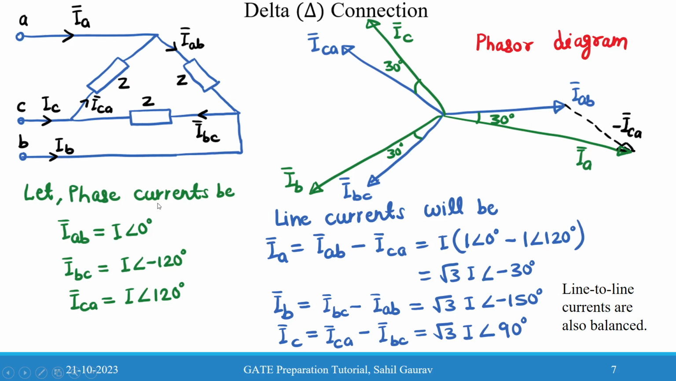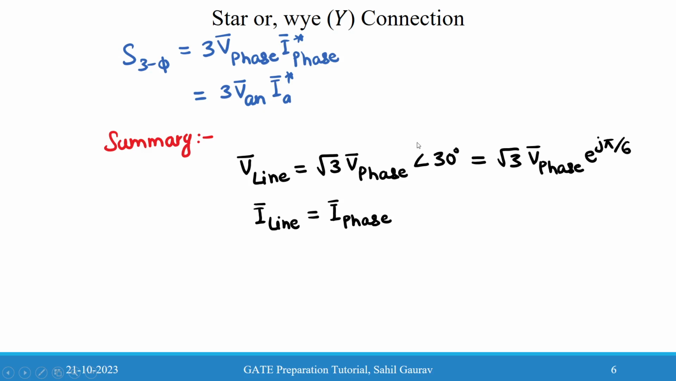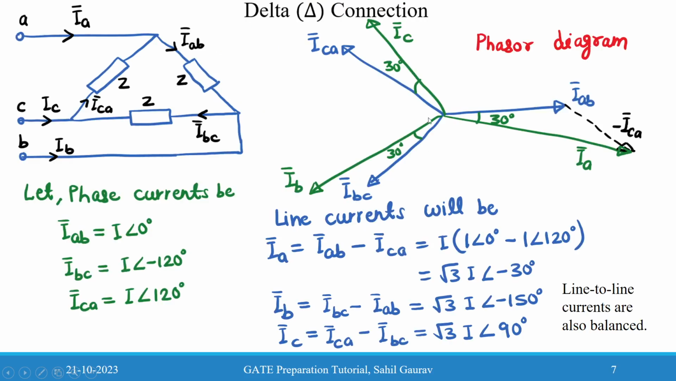Therefore, first we assume the phase currents: IAB is equal to I at the angle of 0 degrees, IBC will be I at the angle of minus 120 degrees, and ICA will be I at the angle of 120 degrees. First we make the phasor diagram, starting with the phase currents IAB, IBC, ICA.